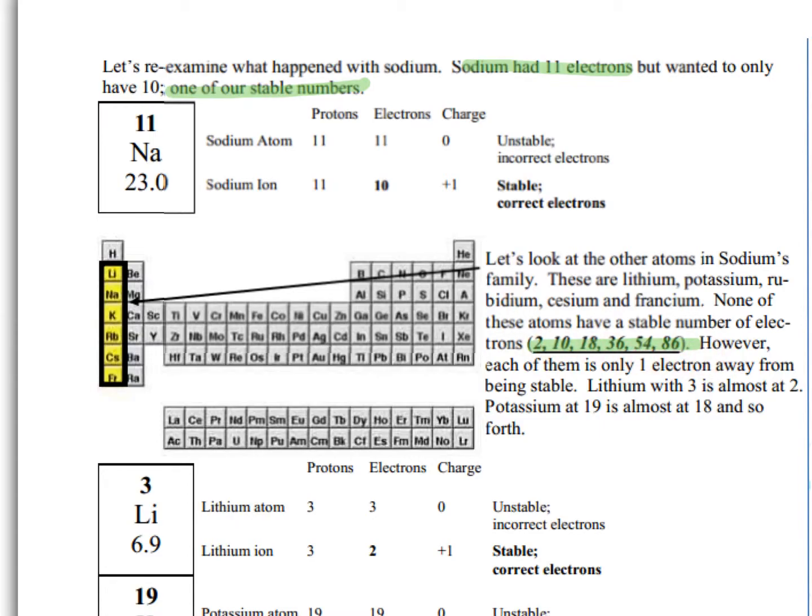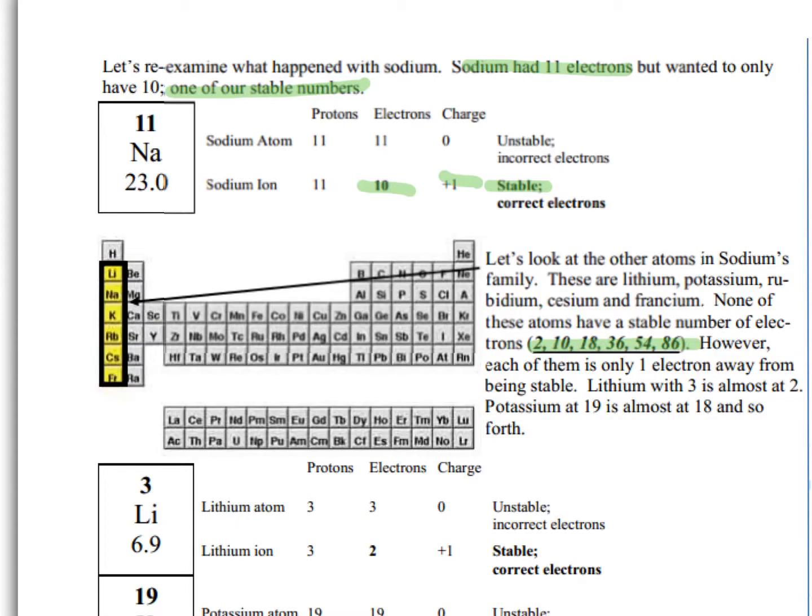they become stable. So for sodium, in order for it to become stable, the closest number for it will be 10, which means instead of having 11 electrons, it has 10 electrons to become a positive 1 charge, and it is now stable.